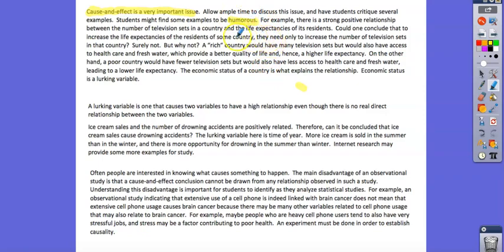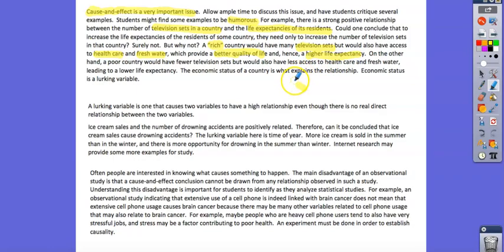There's a strong positive relationship between the number of television sets in a country and the life expectancy of its residents. So, could one conclude that to increase the life expectancy of a country, they just need to increase the number of television sets? Surely not. But why not? Well, a rich country would have lots of television sets, but a richer country would also have more access to health care and to fresh water, which provides a better quality of life, and hence a higher life expectancy.